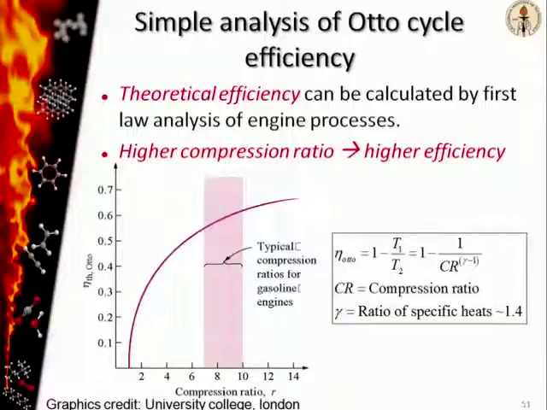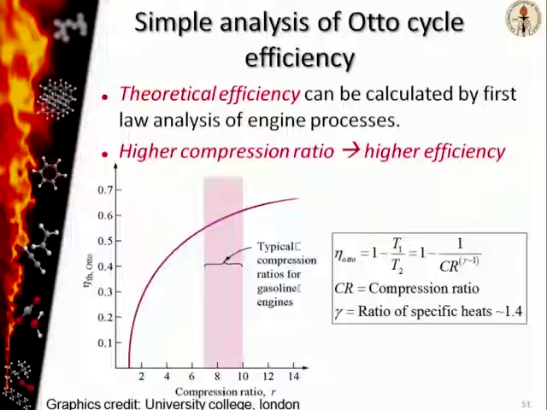That is shown in the graph here, where as you increase the compression ratio, you increase the thermodynamic efficiency of the cycle. But there are limitations imposed by the fuel on the compression ratio that you can have in the engine. For gasoline, the typical compression ratios lie in this range, and so you end up with theoretical efficiencies of between 50 to 60%.